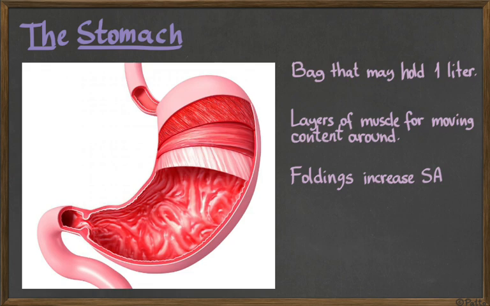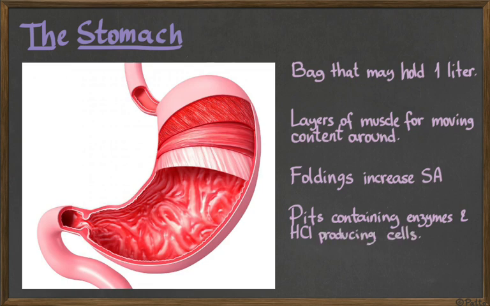These foldings increase surface area. The surface area being bigger in this case is not for absorption, but to have more area for cells that are glands that are going to be producing chemicals necessary for digestion in the stomach. So there will be some pits in the foldings that are going to be producing and releasing enzymes like pepsin and releasing hydrochloric acid. And it also is going to have the cells that produce mucus that protect the stomach against digesting itself.